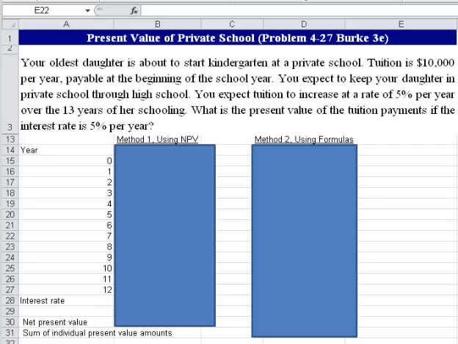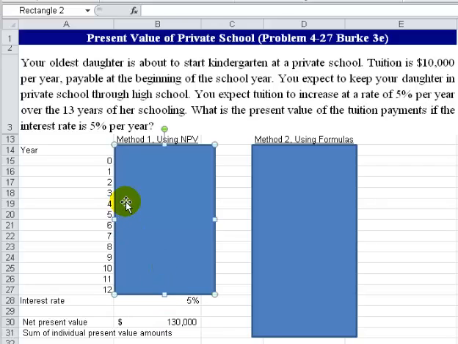Okay, now, you might be able to solve this one without even doing the math. The reason is that $10,000 increasing 5% per year with an interest rate of 5% means the present value is always 10,000. So you could take the 10,000, multiply it times 13 in your head, and you'll get 130,000. But let's work through the math, and I would probably do this one using the present value. Let me show you how I'd set it up.